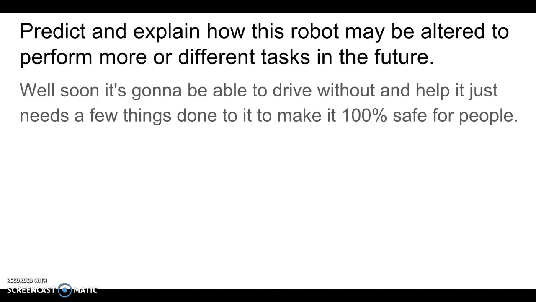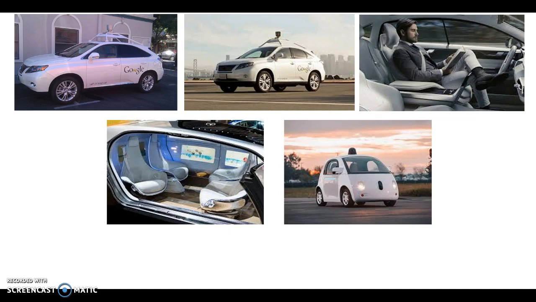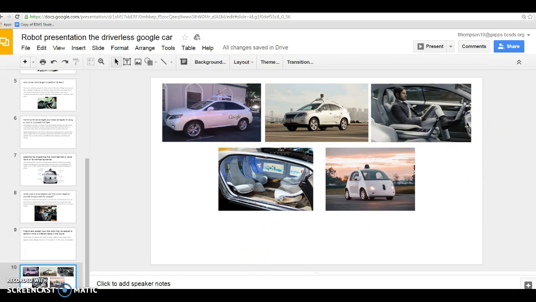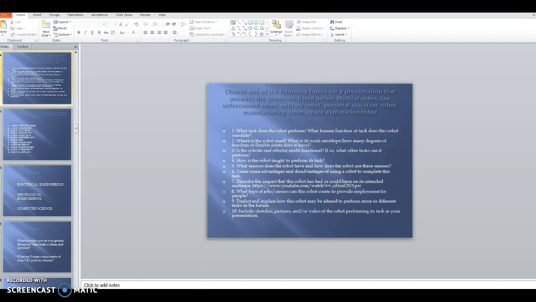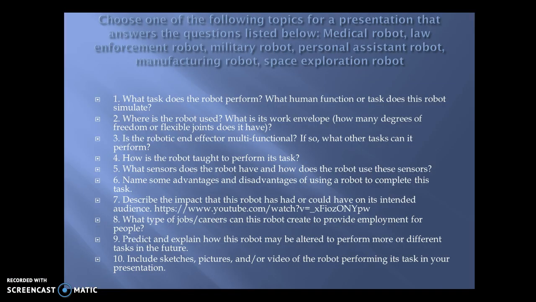Predict and explain how this robot may be altered to perform more or different tasks in the future. And the students state, well, soon it's going to be able to drive without help. It just needs a few things done to make it 100% safe for people. And then there's some more pictures of the Google driverless car. So we're going to exit that presentation. We're going to go back to our title slide here. And so you can see those students did address those guiding questions. They did include pictures. Information, not 100% accurate, but I would say that they did a pretty good job and fulfilled the expectations of the assignment.